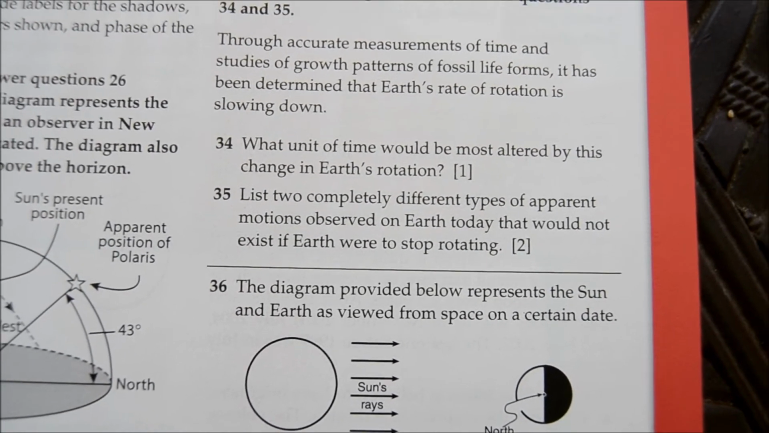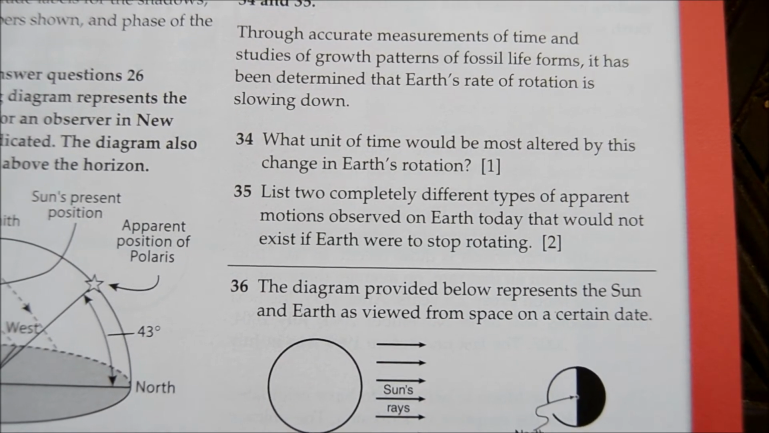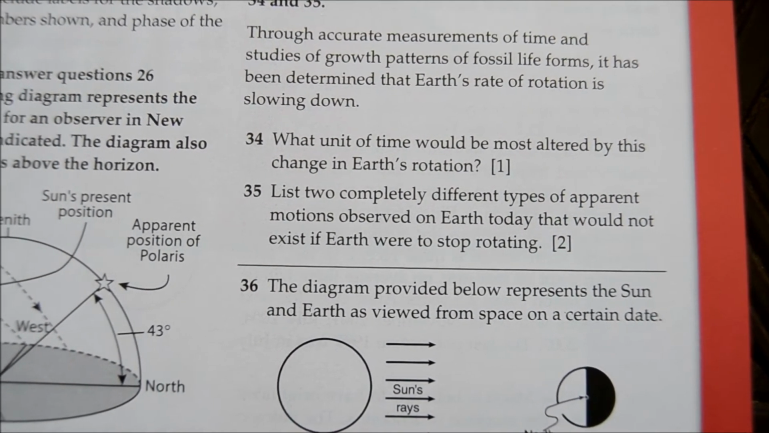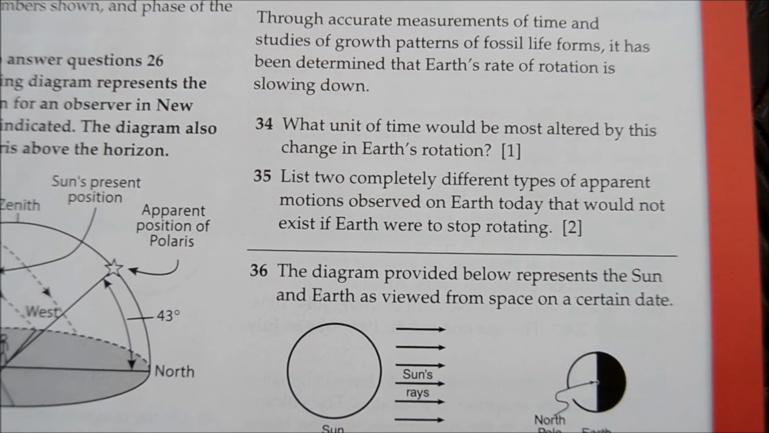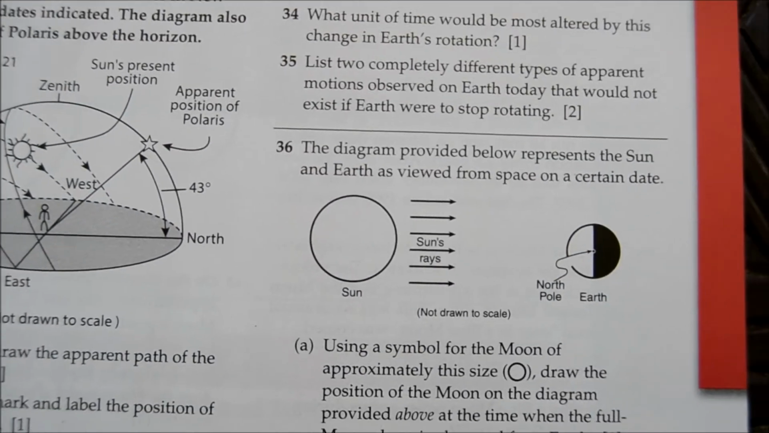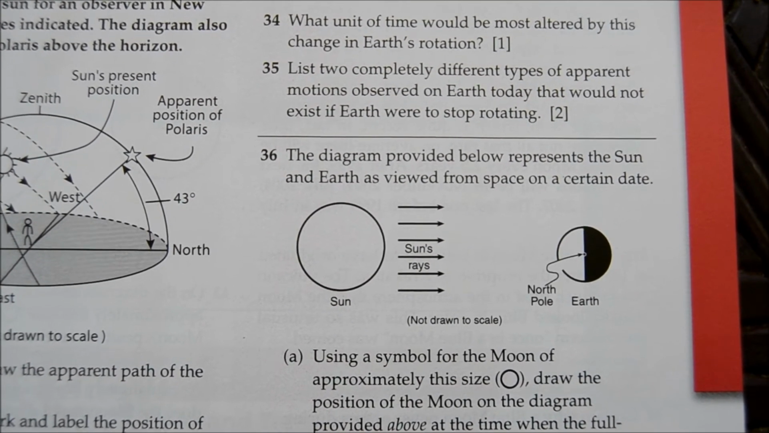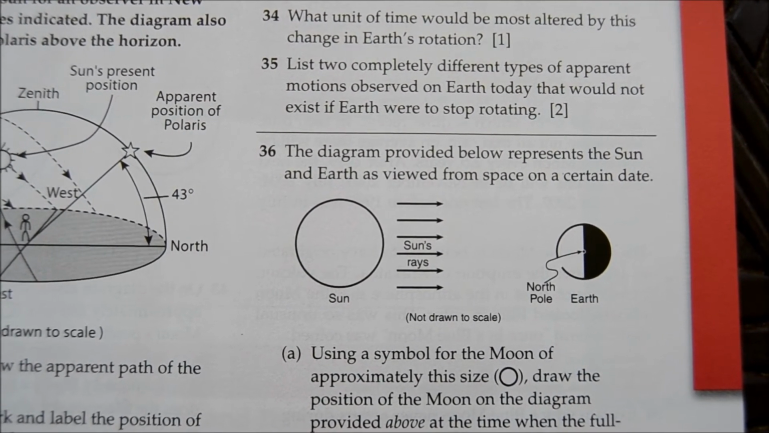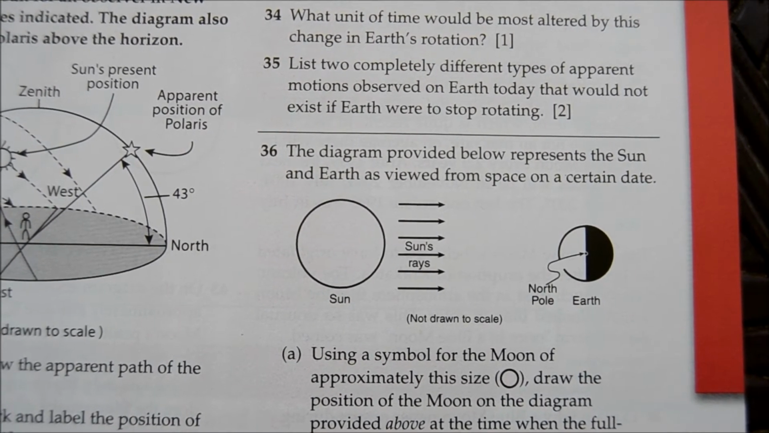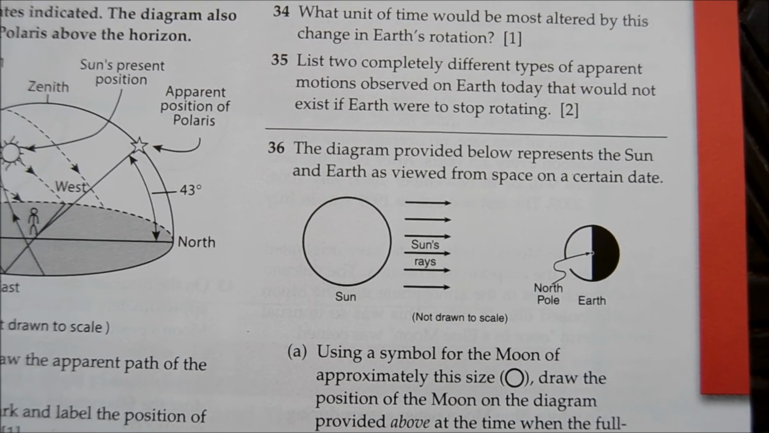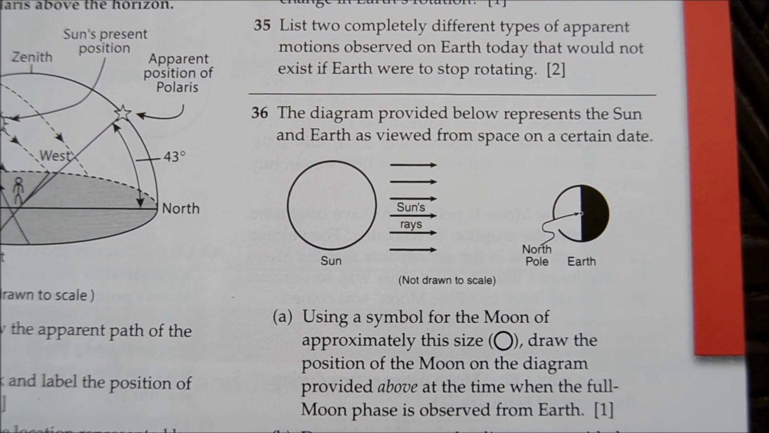Well, if the Earth was to stop rotating, we would not see the sun or the moon moving around us, rising and setting. We would also not have the Coriolis effect or the Foucault's pendulum. 36. The diagram provided below represents the sun and the Earth as viewed from space on a certain date. Using a symbol for the moon of approximately this size circle, draw the position of the moon on the diagram provided above at the time when the full moon phase is observed from the Earth.